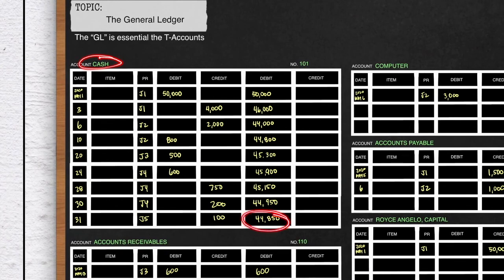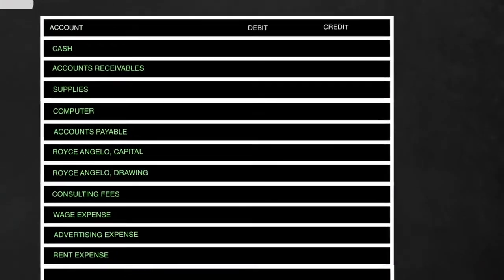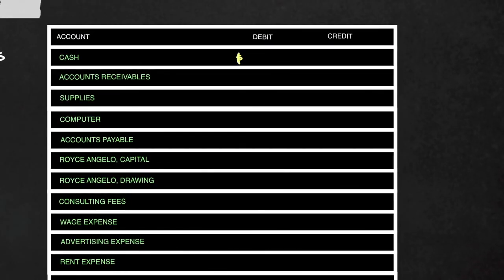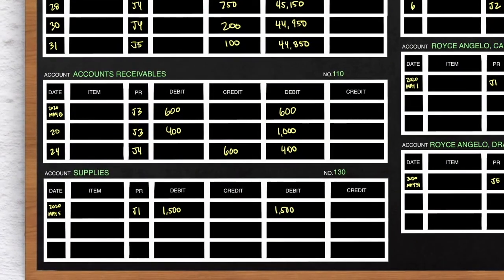So let's look at cash. For cash, you just look at the very last line, which in this case is $44,850, and that's a debit. So again, you only transfer the final line from the ledger for each account. $44,850 debit. Our next account is accounts receivable, and currently our running balance is at $400 debit.